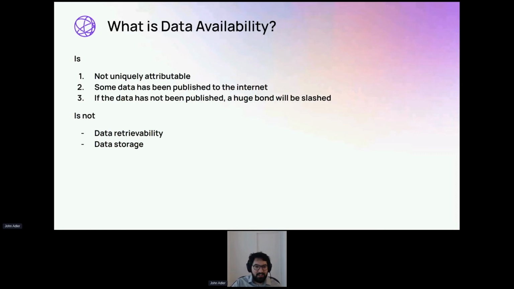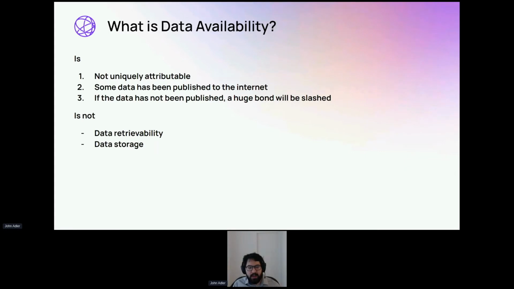Okay, so first of all, what is data availability? Before we cover what is a general purpose data availability layer, what is data availability, period? And this is actually a topic that confuses a lot of people because it sounds like it could be something intuitively, but is not. So what is it? Data availability or unavailability is not uniquely attributable. So you can't really say that some piece of data is not available because one particular party individually is at fault. You could say that a group of people potentially is at fault, but you can't really say one particular party is at fault.